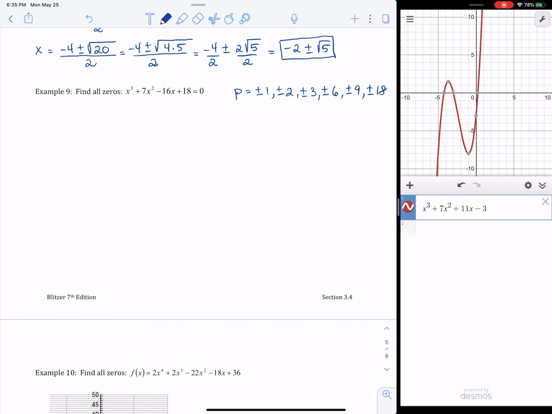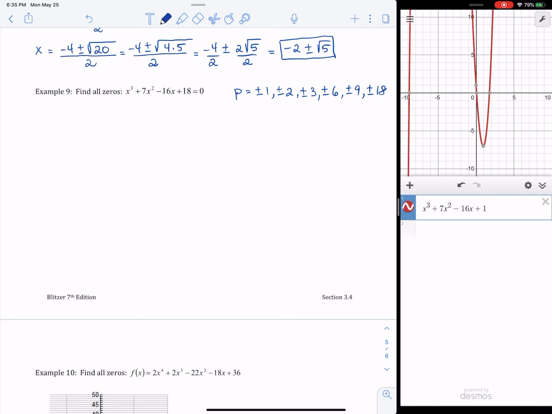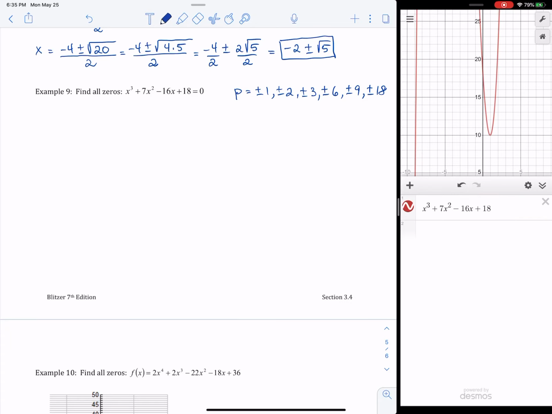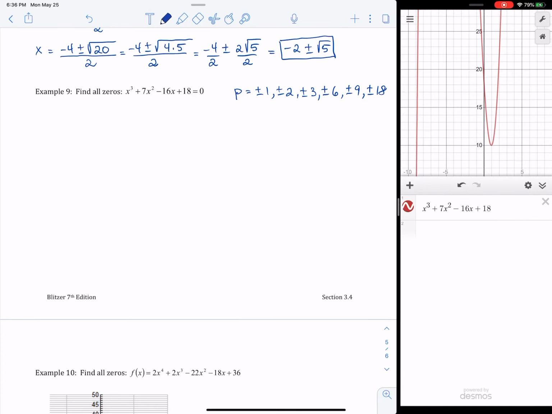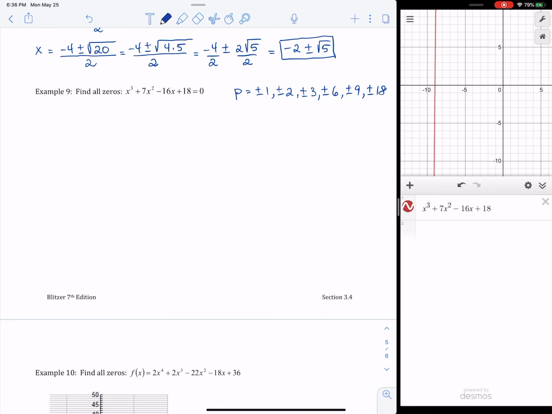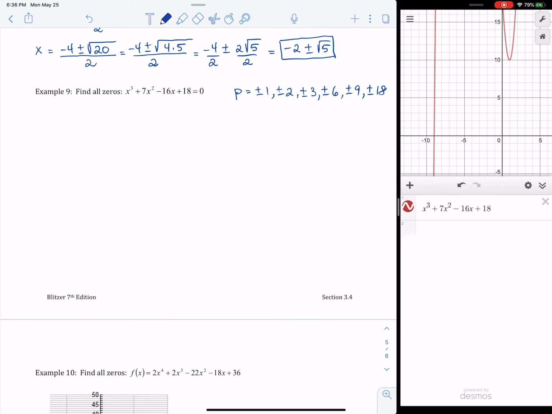Plus 7x squared minus 16x plus 18. Double check every time when you solve some function to make sure that you work with the correct graph. And I can see that the zero here is going to be at -9.